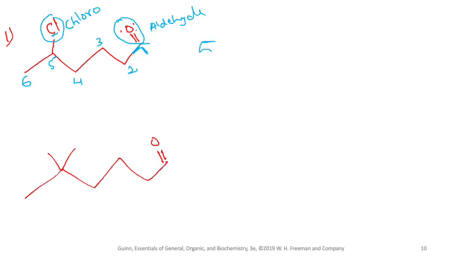So we should write 5-chloro. Then how many carbons in here? 6. 6 is hexane, but this is an aldehyde, hexanal. 5-chlorohexanal. So this is how you name it.